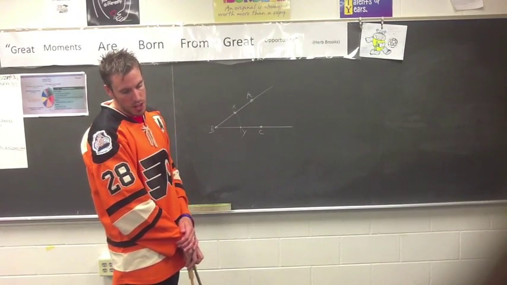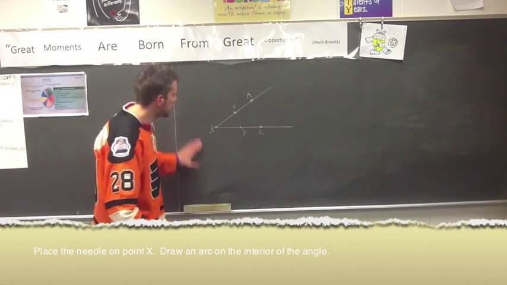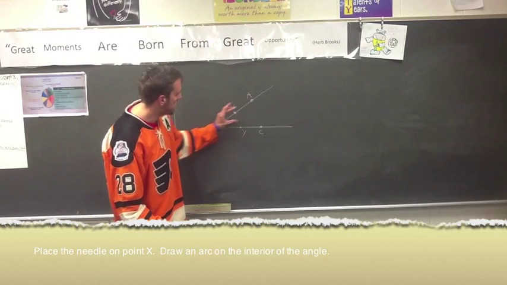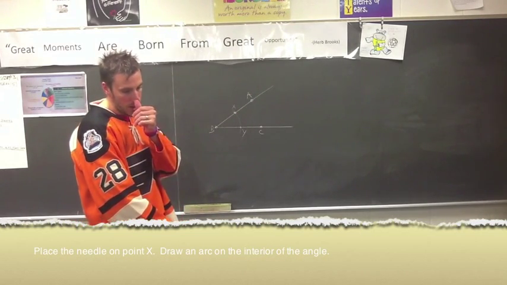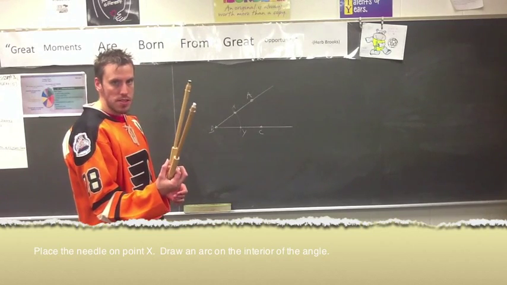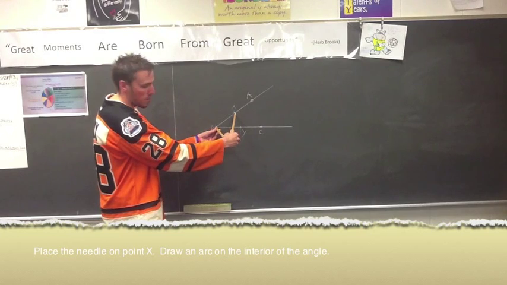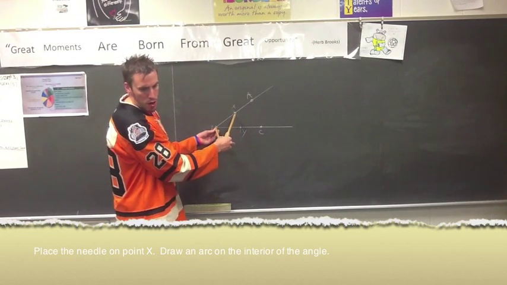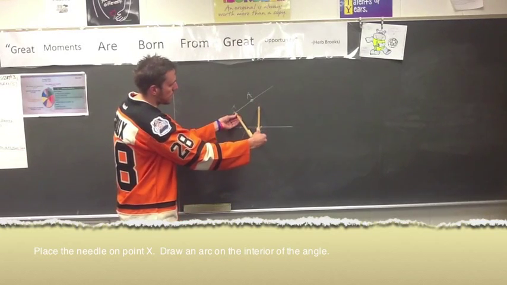Now, it says place the needle on point X and draw an arc in the interior of the angle. Out here is the exterior, so the interior, think of this as a mouth. It's inside the angle. I'm going to keep the distance the same, so I just drew the arc here, so all I'm going to do is transfer from X, draw an arc in the interior.